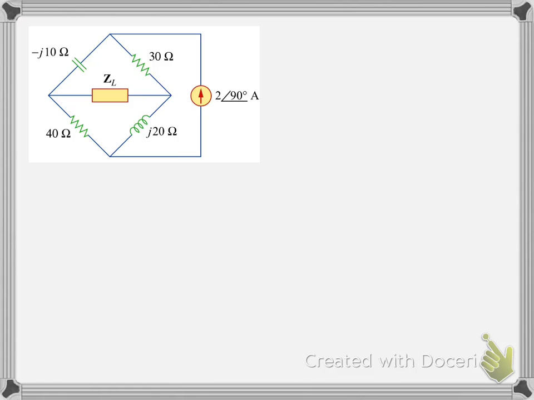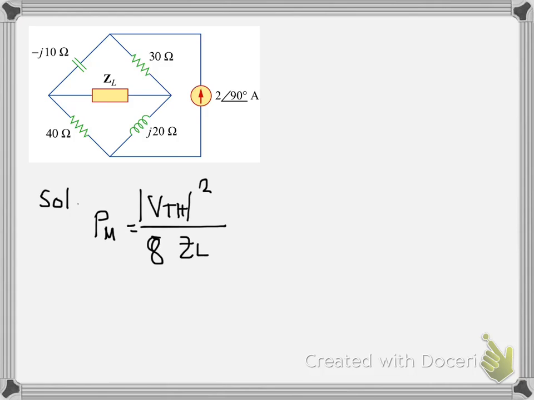And also, you have to recall always that the maximum average power transfer is equal to VTH magnitude squared all over 8 ZL, where ZL is equal to ZTH, the Thevenin's equivalent impedance. Okay, let's begin with the solution.